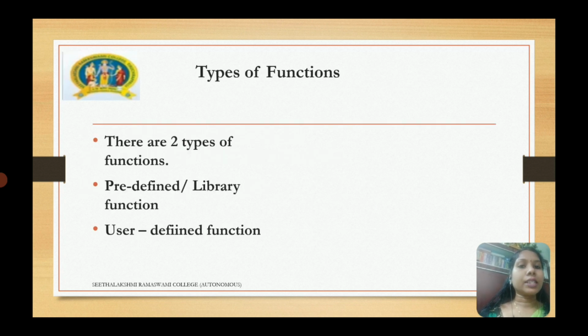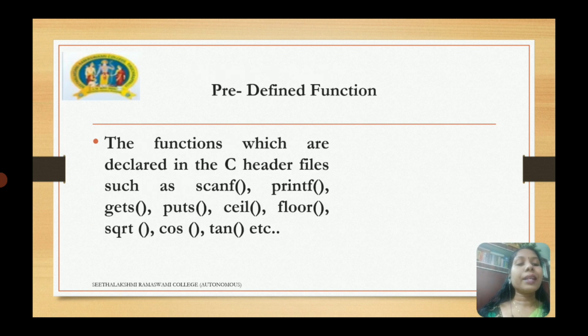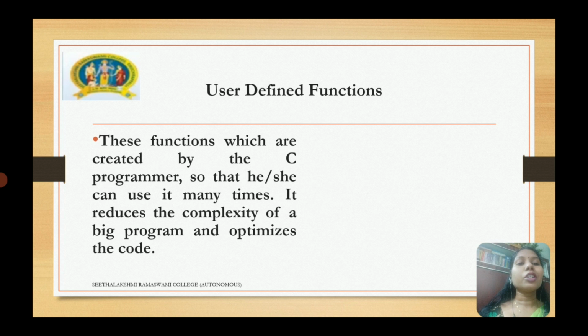Types of functions. There are two types of functions. One is predefined or library function and the other is user-defined function. Coming to predefined functions: the functions which are declared in the C header files, such as scanf, printf, gets, putS, come under predefined functions. User-defined functions are functions which are created by the C programmer so that he or she can use them many times. It reduces the complexity of a big program and optimizes the code.